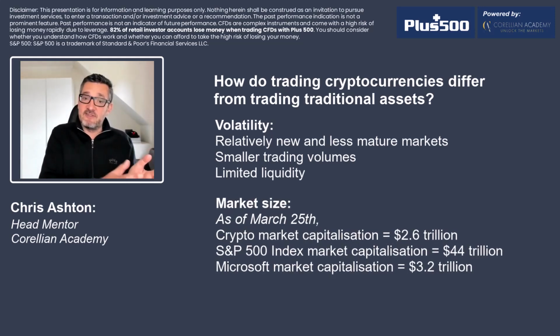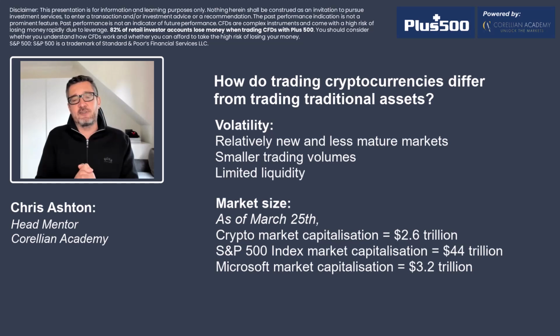Next is market size. As of March the 25th, the total cryptocurrency market capitalization sits at around $2.6 trillion, which is small when compared to global stock indices. For example, where the S&P 500 index is valued at $44 trillion, and Microsoft, the biggest company on the planet, has a total market cap of around $3.2 trillion on its own.